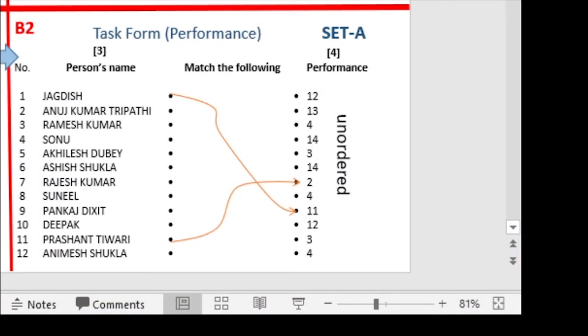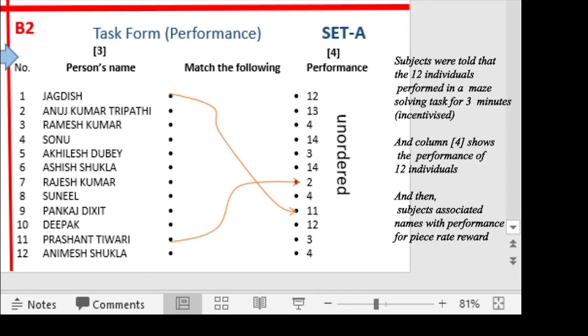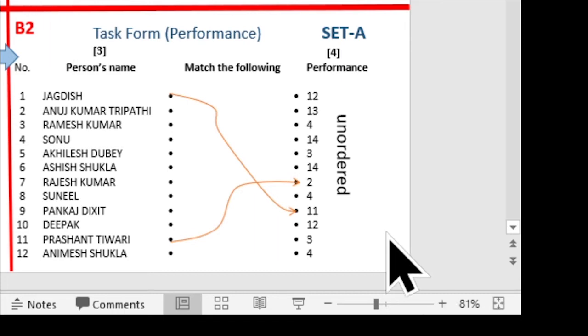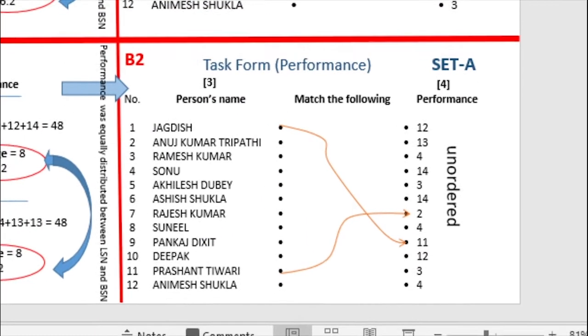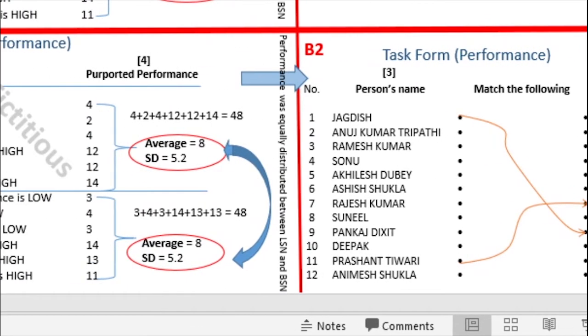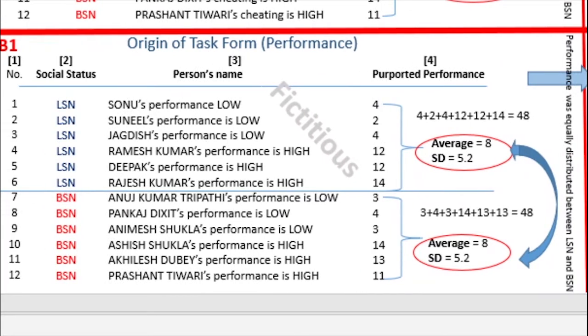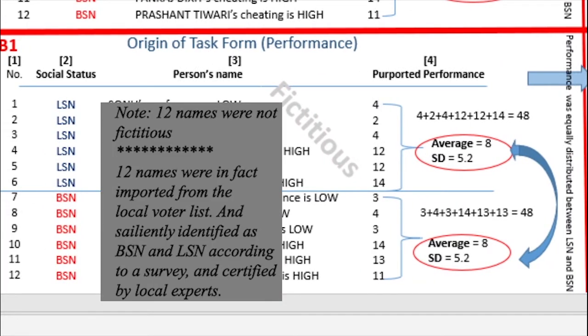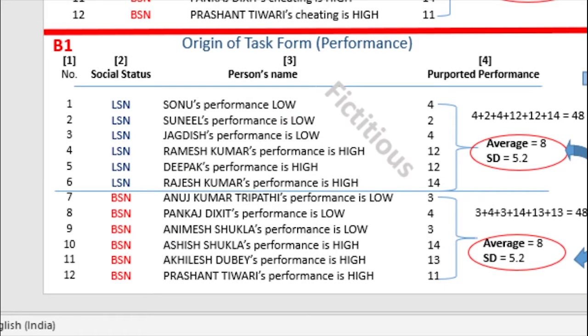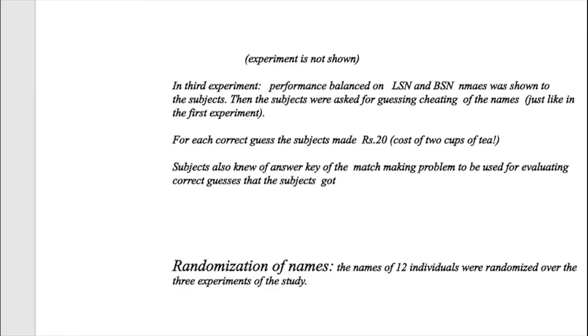Now we are in the second experiment of the study, and this experiment was conducted on a different cohort of subjects. In this experiment the subjects had to associate the names with performance. Again, the story of performance of these 12 individuals was fictitious, and even the names were fictitious, and the performance was evenly distributed between LSN and BSN names. The third experiment of the study was designed to capture the stereotypical attribution of cheating on 12 names, when the performance of these names was also shown to the subjects by balancing the performance on LSN and BSN names.